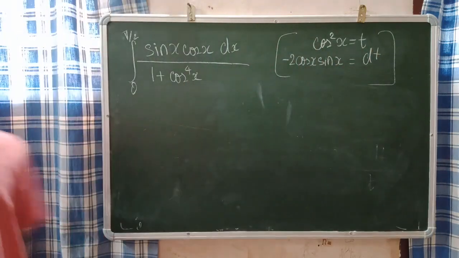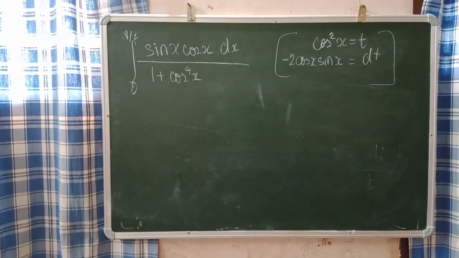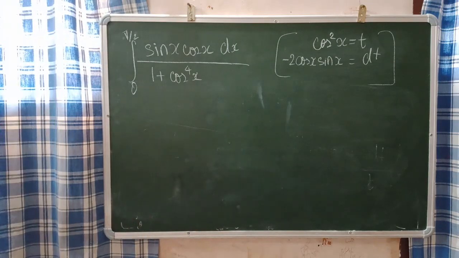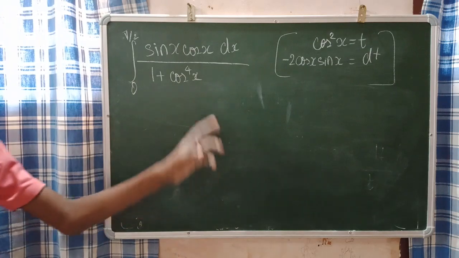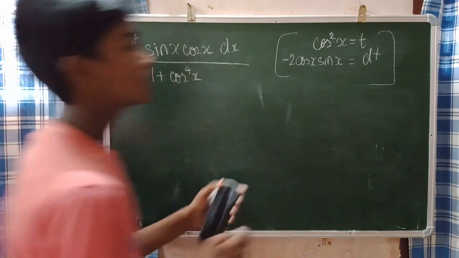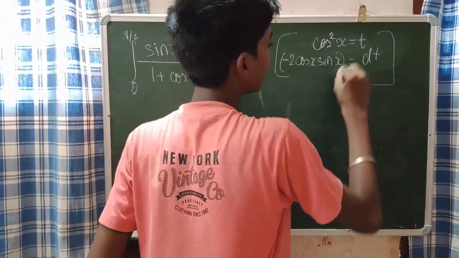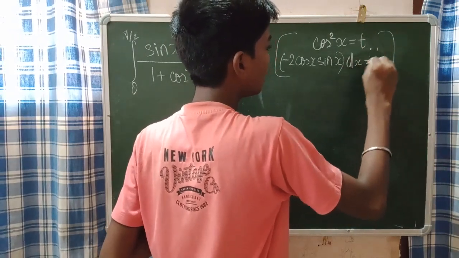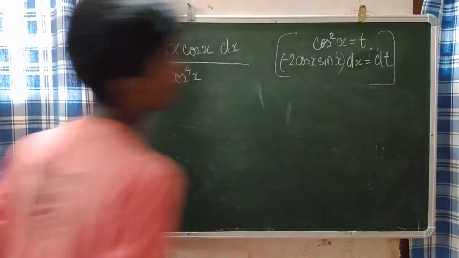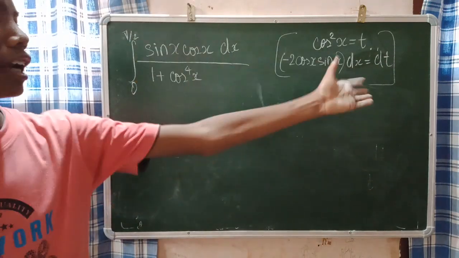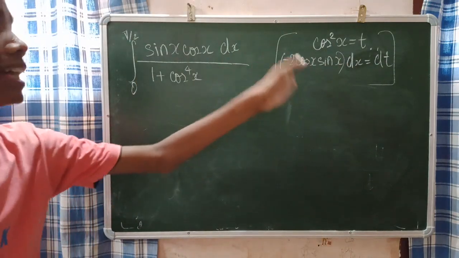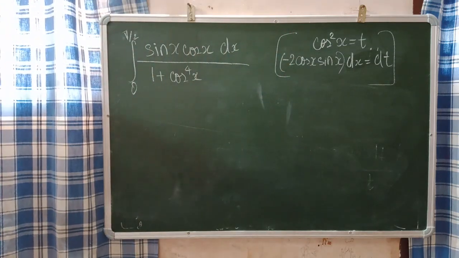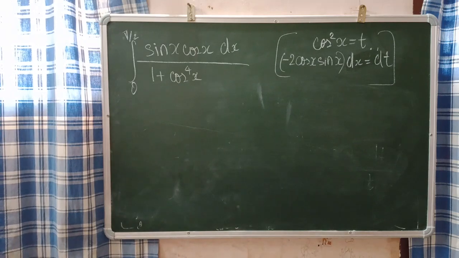Correct now? This is what you will get when you use your substitution. So cos square x, when I take it as t, then your dt will be minus 2 cos x sin x dx. I forgot to put dx, one minute. dx will be equal to dt. Correct now? Because your dt is nothing but the differentiation of t. So differentiation of cos square x is minus 2 cos x sin x. You need to know that. How we differentiate, you only should know. So this is what you will get.